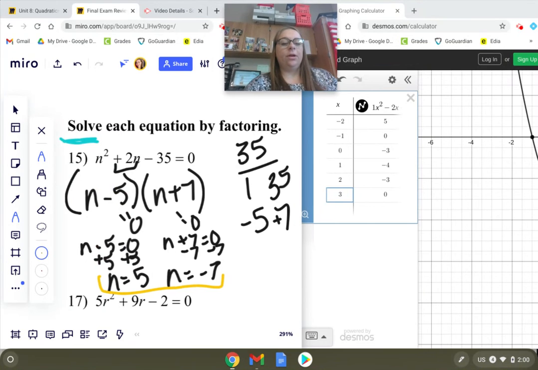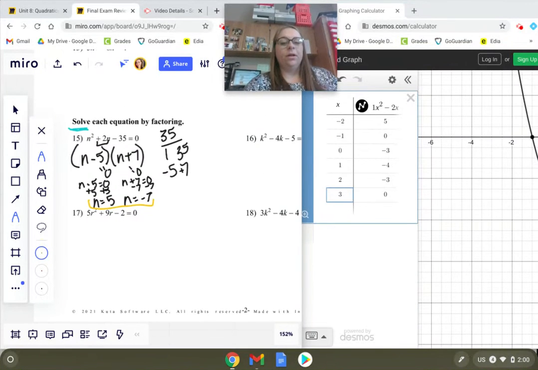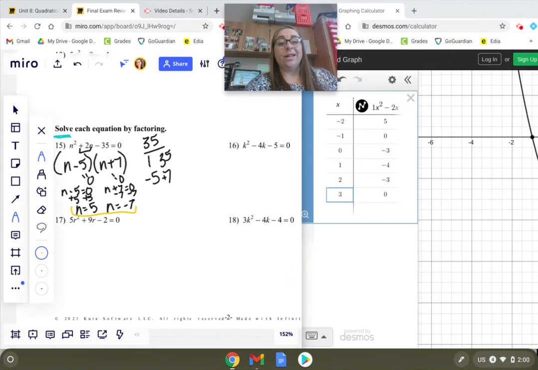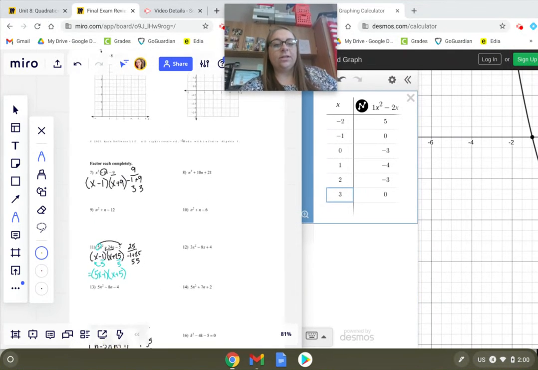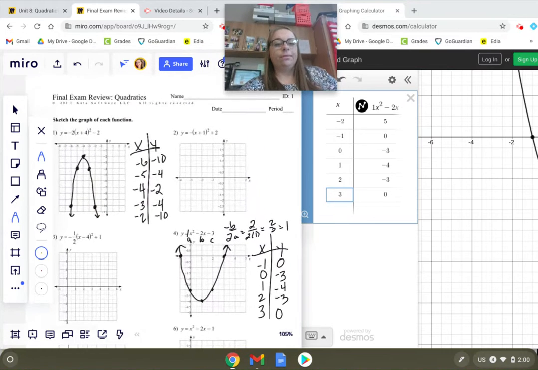You'll do that same thing with the rest. And keep in mind for 17 and 18, you'll use that slide form and then solve. So do the best you can. If you get stuck, check out the key or ask a teacher.